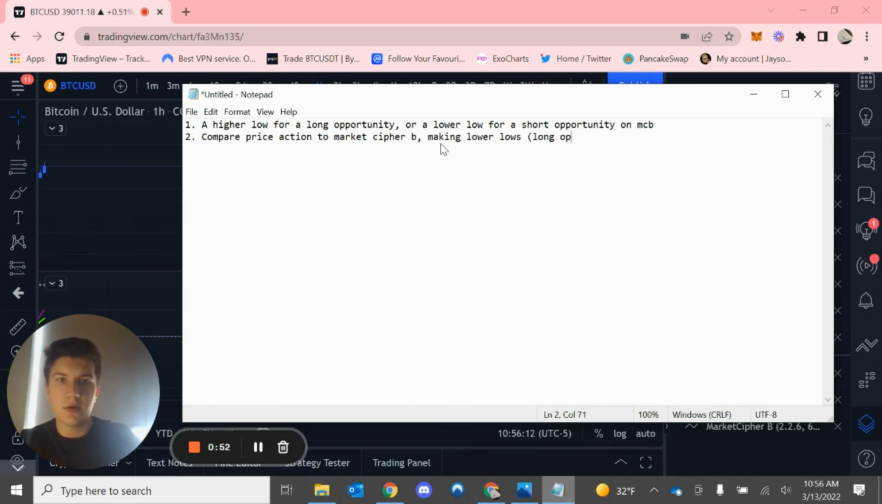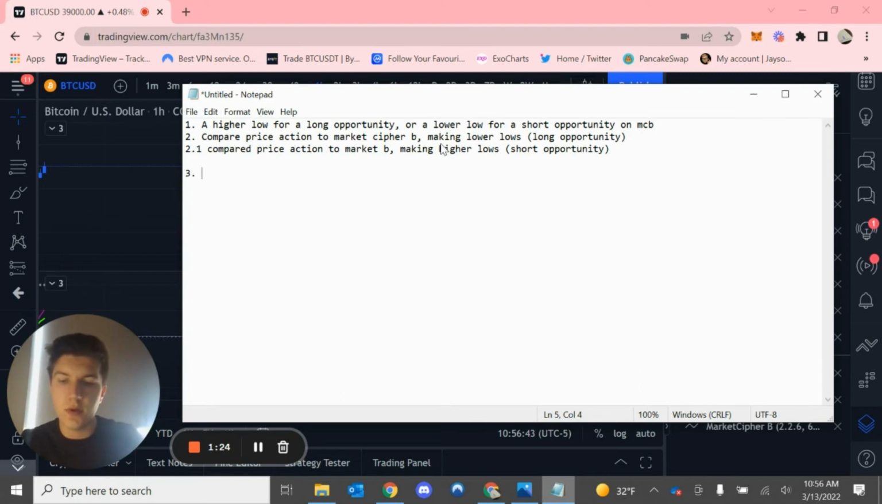I'll write down long opportunity. And then I'm gonna add 2.1, compare price action to Market Cipher B, making higher lows for a short opportunity. And so those are kind of the two things to get started.